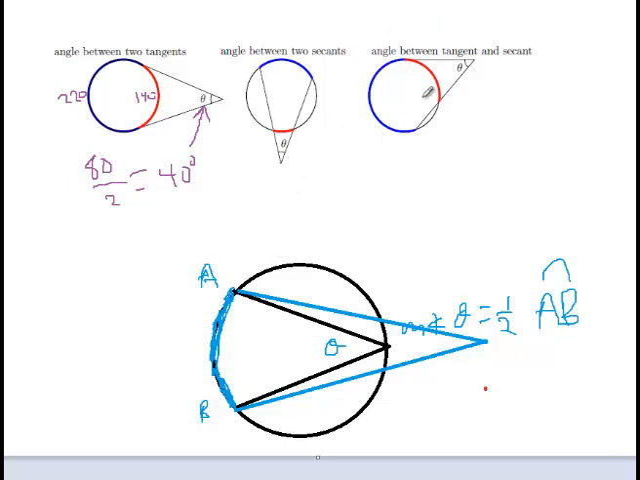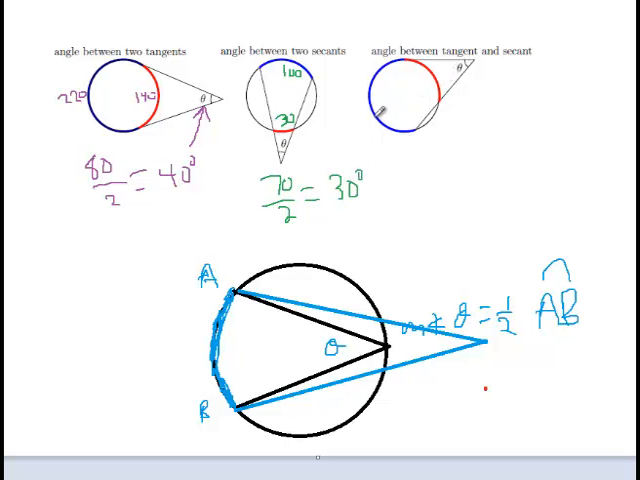Same thing as when you have either one tangent and one secant, as in this case, or two secants, as in this case. If we have, for example, the arc over here being 100 degrees, and let's say this arc over here is 30 degrees. Well, okay, what's the difference between the arcs? 100 minus 30 is 70. Divide that by 2, and your measure of angle theta is 35 degrees.